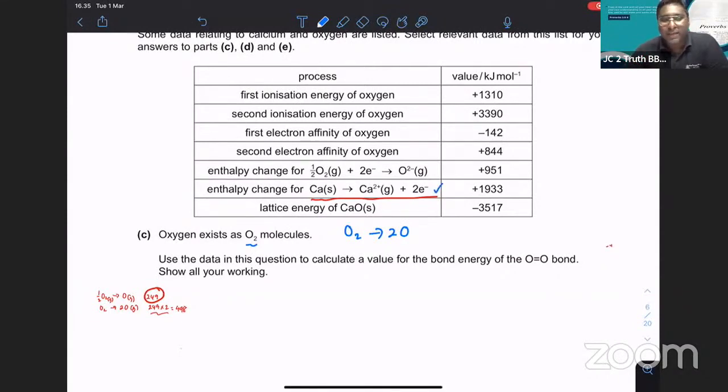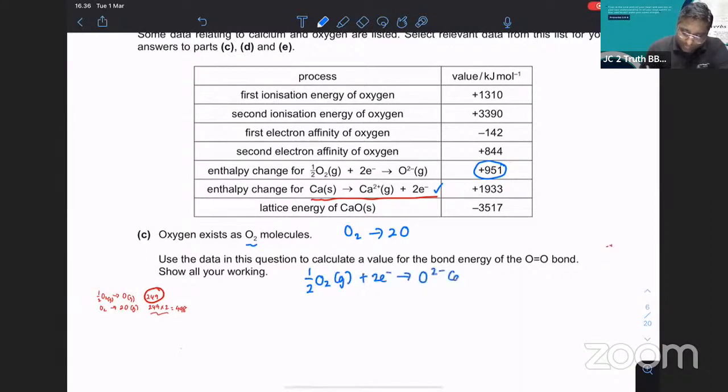But okay, the one that is important for part C is going to be this data, because this data is telling you half O2 gas plus 2 electrons is going to give you O2- gas. This is going to tell us something to do with electron affinity. Yeah, but they combine. They didn't do it one by one, first electron affinity, second electron affinity. So it definitely has to do with electron affinity, which is these two.